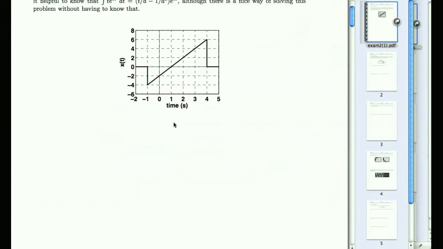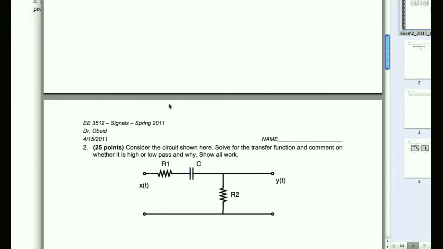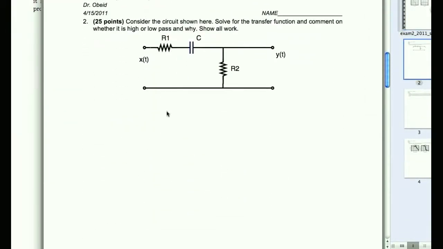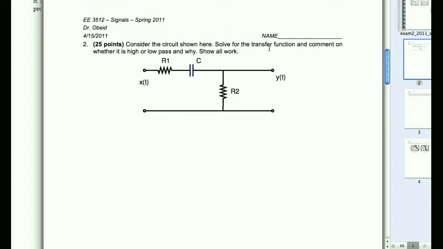Number 2. Stand by, it's loading. It's just a low-pass filter, but we've got an extra capacitor with a resistor. Consider the circuit shown here. Solve for the transfer function and comment on whether it's high pass or low pass. Show all work.